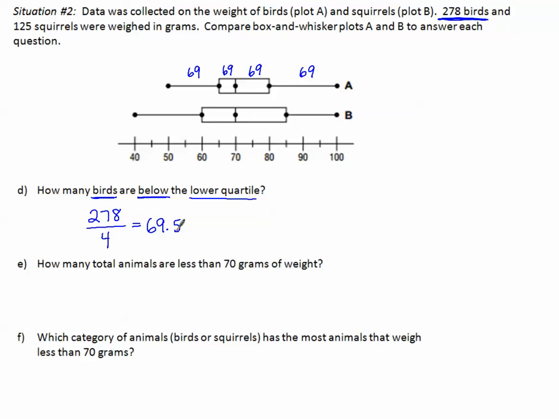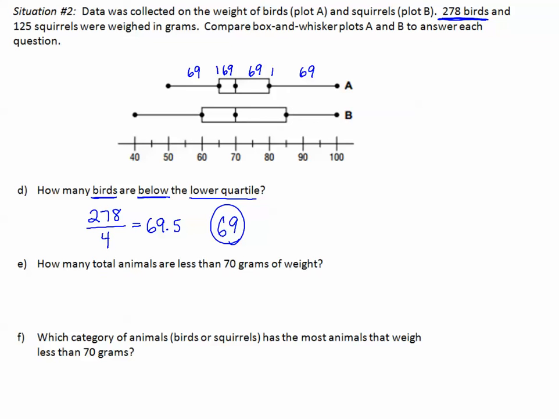Why the 0.5? Because there is an odd amount and we have a half means that there's a data point that is exactly on that quartile, that lower quartile. So there's 69 here with 1 on that data point, 69 here with 1 on that data point. So there's exactly half above the median and half below the median. How many birds are below the lower quartile? Just those 69.